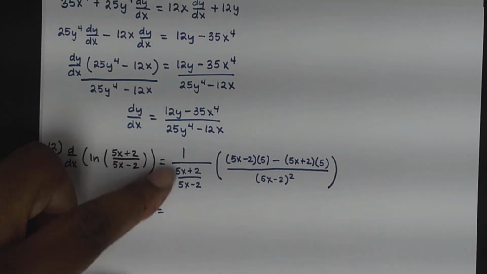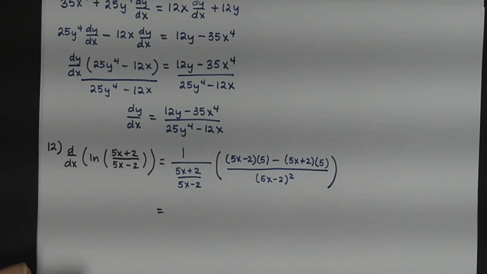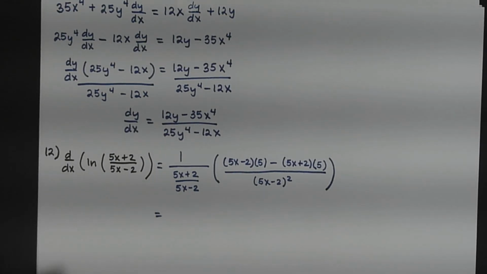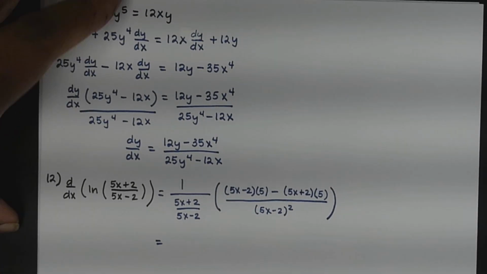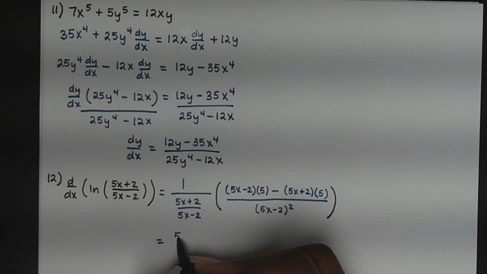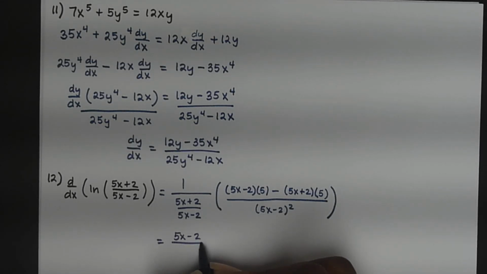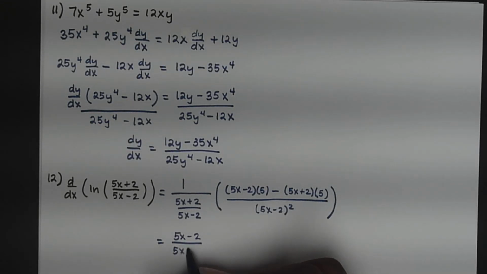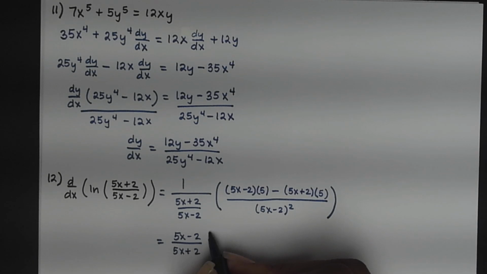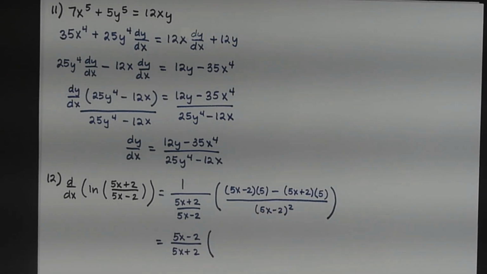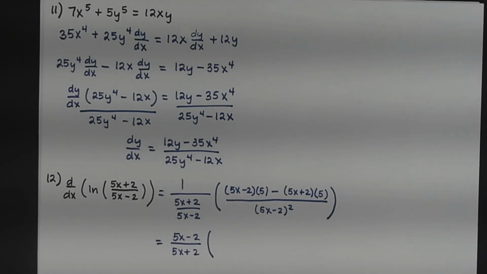Now, the reciprocal of this, we're going to flip that over. So that 1 over 5x plus 2 divided by 5x minus 2, the 5x minus 2 will be on top, and 5x plus 2 goes on the bottom. This we need to simplify using distributive property.